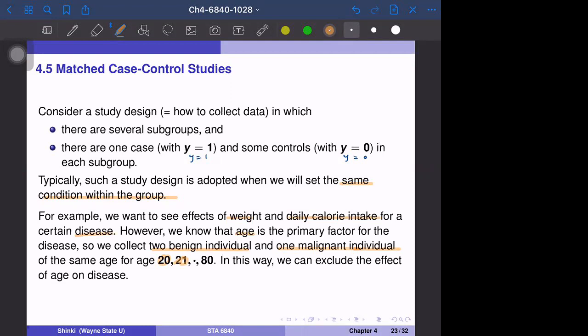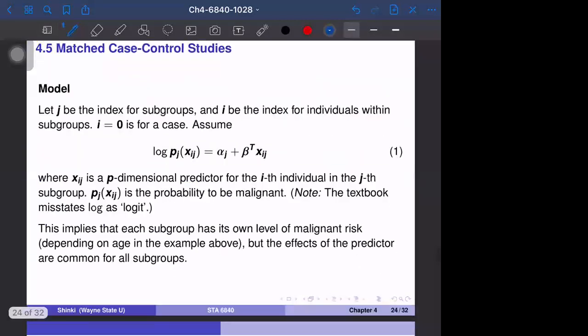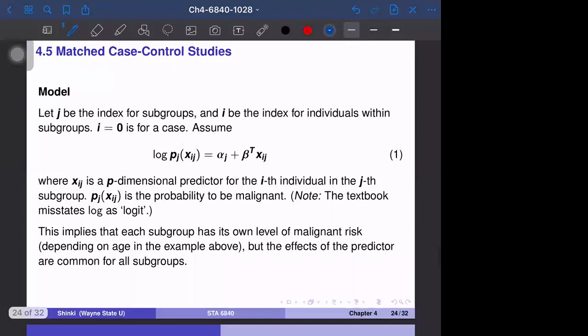So in total, we have 61 groups, and each has 3 observations. The total sample size is 61 times 3, so 183 individuals. In this way, we can exclude the effect of age on the disease, because we can compare the 2 groups at the same age.